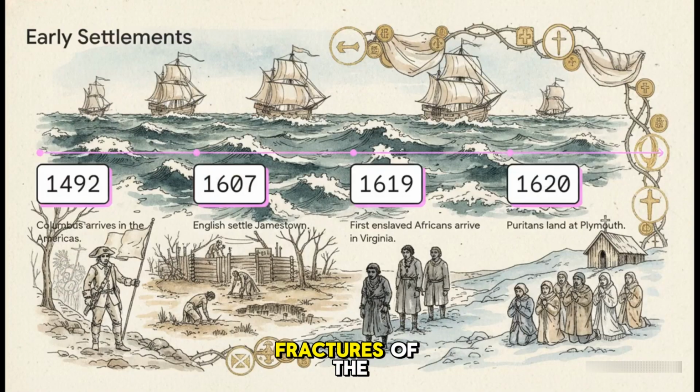To understand the fractures of the future, we really have to start with the chaotic collision of cultures right here in the New World. Just look at how quickly European pursuits of wealth and religious freedom got totally intertwined with the devastating displacement of sophisticated native societies, and of course, the introduction of chattel slavery. In just over a century, you go from Columbus inadvertently opening a frontier, to Jamestown struggling for profit, to the tragic arrival of the first enslaved Africans in Virginia, and the Puritans landing at Plymouth. It was a rapid, incredibly volatile foundation.